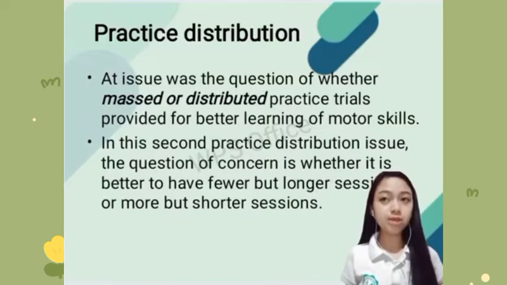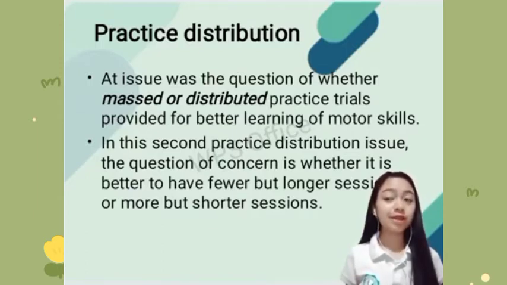And although this early controversy focused on between trial rest intervals, the study of practice distribution also concerned the amount of practice during each session of practice and the amount of rest between the sessions.